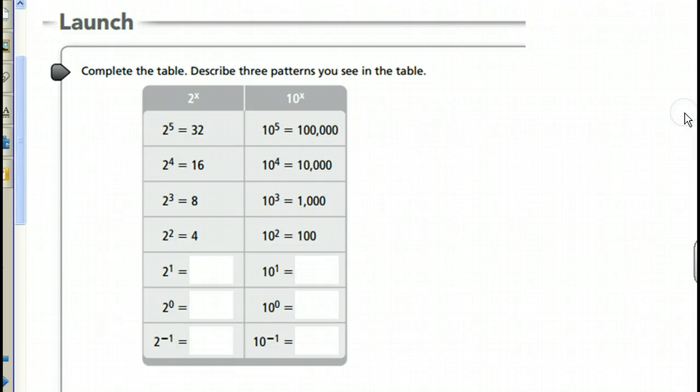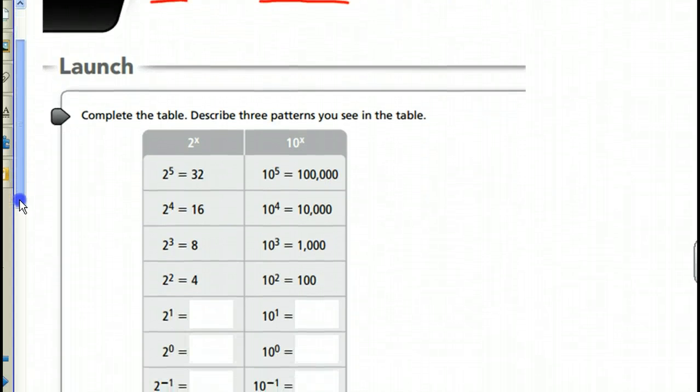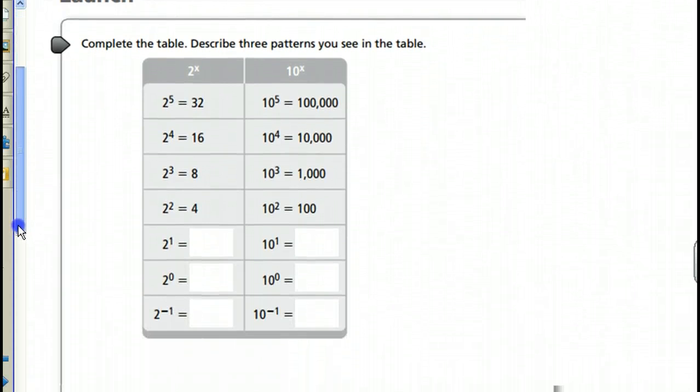All right, so today we are working on 3-5 of digits. We're on page 61. We are going to do our launch. We're working with zero and negative exponents, which we've seen some of before last week. So complete the table. Describe 3 patterns you see in the table. Well, we're going to complete the table and we're going to describe some patterns.